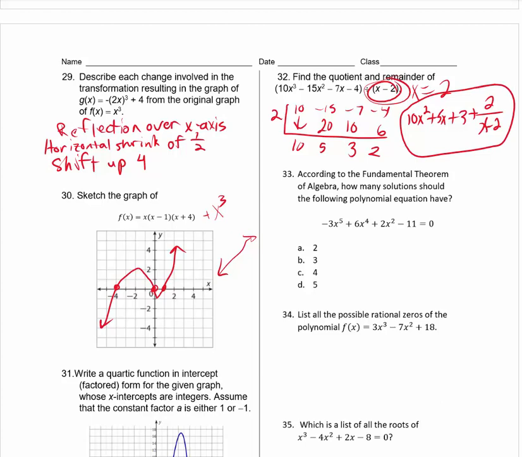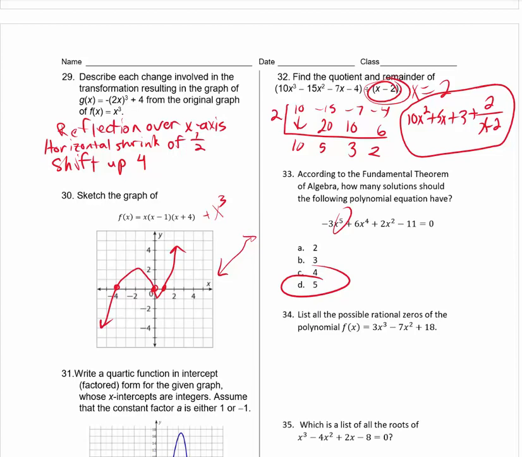And that's our answer. According to the fundamental theorem of algebra, how many solutions should the following polynomial equation have? The fundamental theorem of algebra relates the biggest exponent in our polynomial with how many solutions we have. The fact that this biggest exponent is a 5 means there should be 5 solutions. It doesn't tell us what kind of solutions they are, but it tells us that there are 5 of them. I guess it tells us that they're complex, because everything is complex.